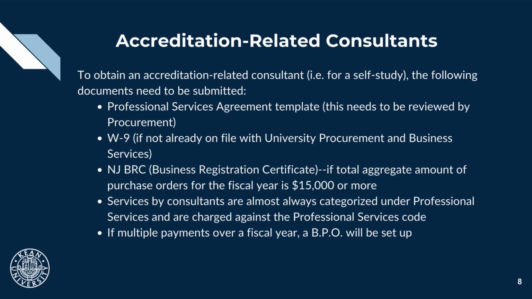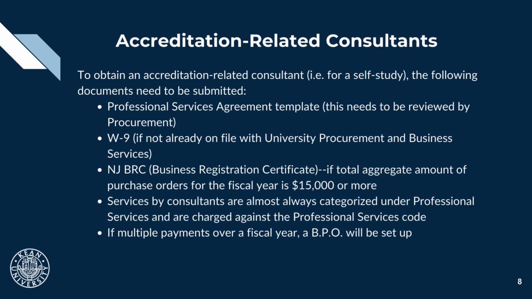To obtain a consultant for an accreditation-related event, such as a self-study, there are a few documents needed for consultants. There is a professional services agreement template that needs to be filled out by the consultant and then submitted for review by the assistant counsel for purchasing. Additionally, a W-9 form needs to be on file for the consultant if it is not already with procurement. Hopefully, all of you know what the W-9 form is and looks like by now.